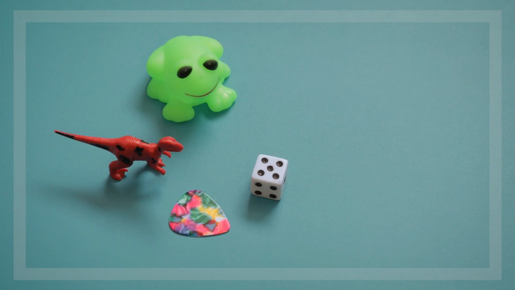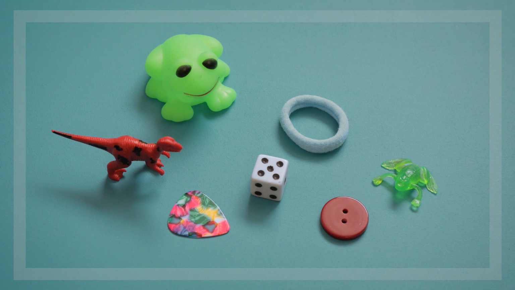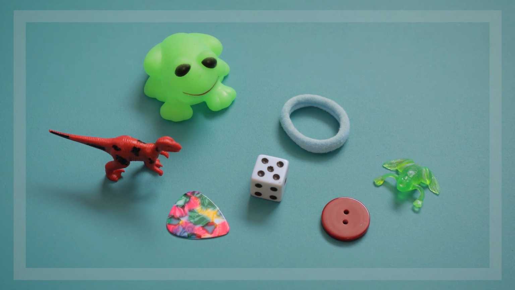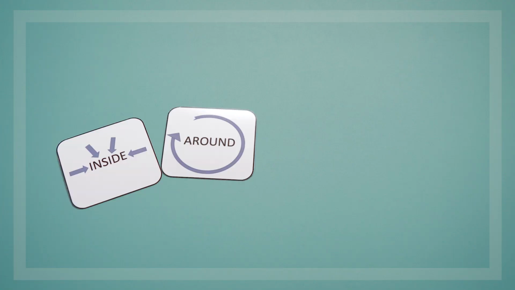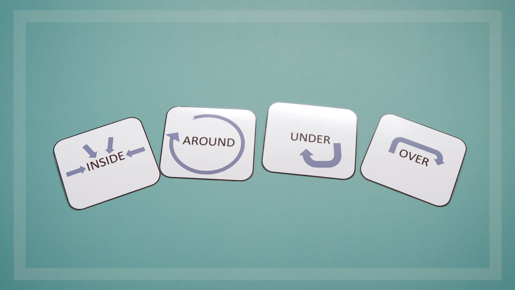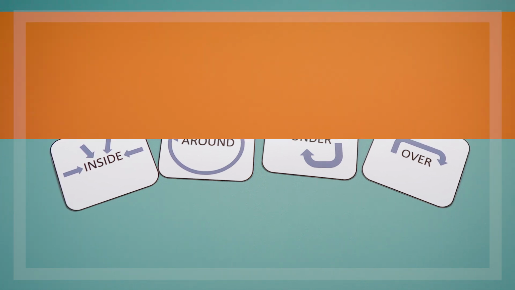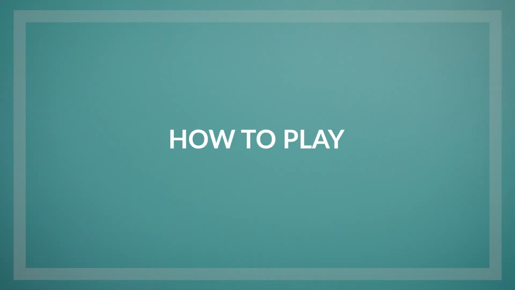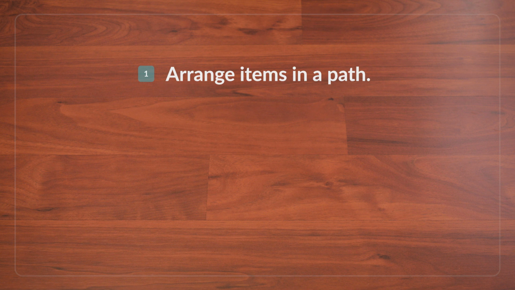In both versions of the game, you'll need a special mystery item that you're going to hide at the end of the obstacle course. Finally, you'll need some spatial word cards, which you can make yourself or print from our website. In our mini obstacle course, we first arrange the items in a path.